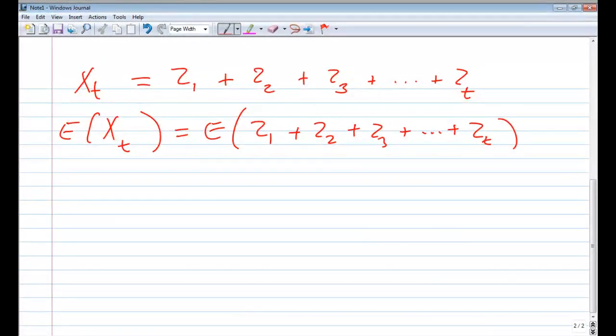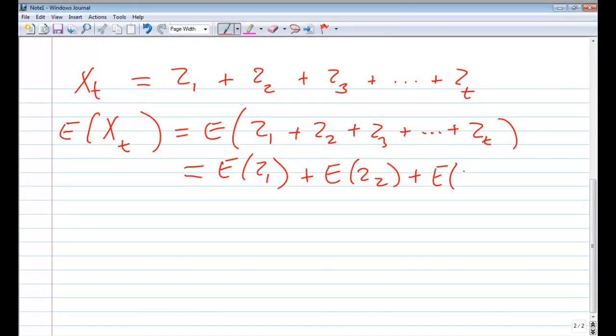So you started with the expected value, which is equal to that. Who can tell me what is the expected value of Z1 plus Z2 plus Z3 plus up to Zt? 0. So we can again write it like this, but I wanted to just go straight to the answer. But anyway, let me just show you how to do this. Expected value of this, expected value of this, up to expected value of Zt.